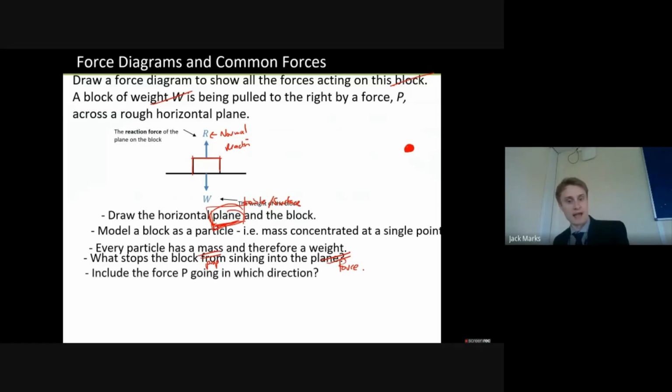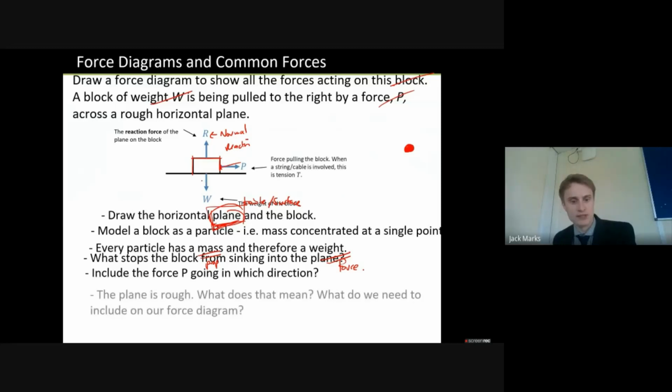Okay. And finally, we would draw on this other force that's being talked about, P. It says it's being pulled to the right. So the way I always draw my diagrams is the end of the arrow and then pointing away like that. Okay. So here is our first sort of force diagram. Is there anything else to do?